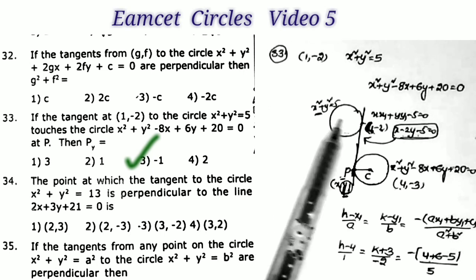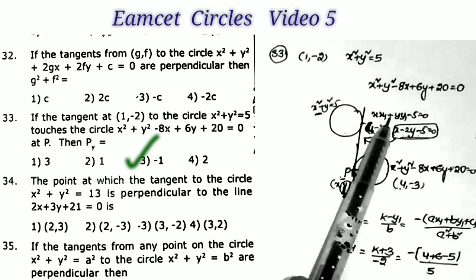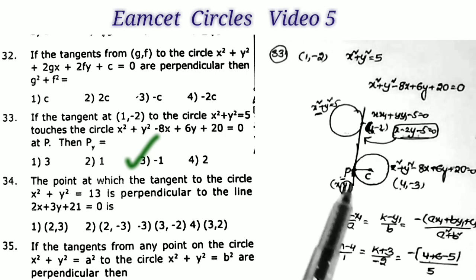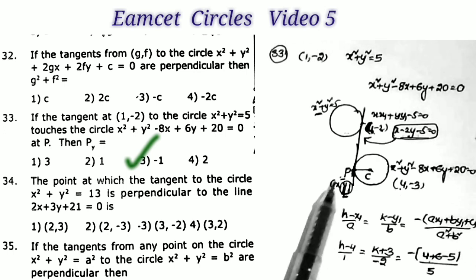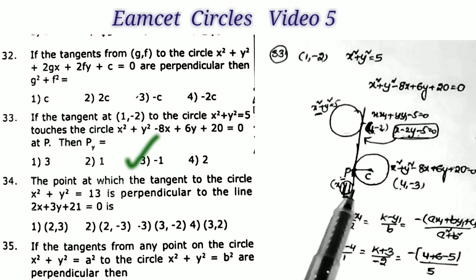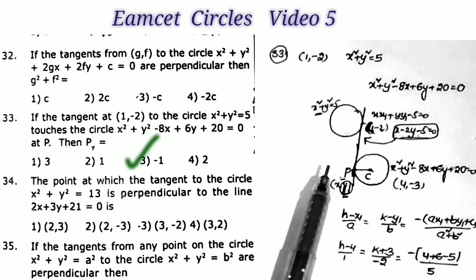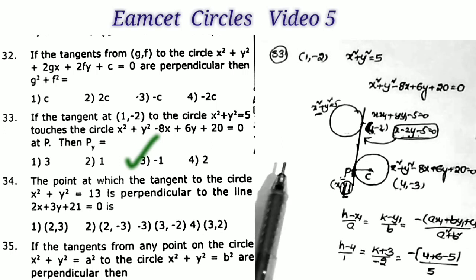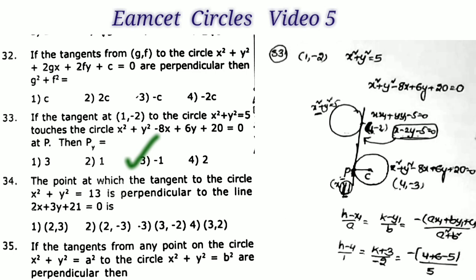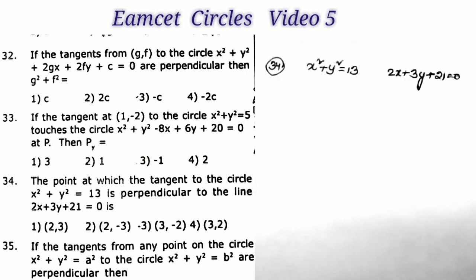That is, first taking the tangent to the first circle. After that, finding the point of contact. Here the question is, we have to find the y coordinate of the point of contact. So here the point of contact is nothing but the foot of the perpendicular. That's all. Next problem, sum number 34.